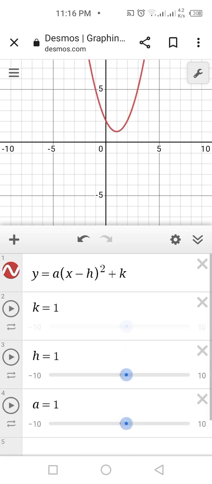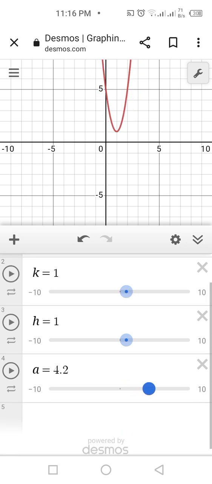If we see the behavior of a, if a is greater than 0, then the graph is upward because the value is the minimum. If a is less than 0, you can see that it is downward and it has a maximum value. So if a is greater than 0, there is a minimum value, and if a is less than 0, a maximum value. This is the behavior of a.